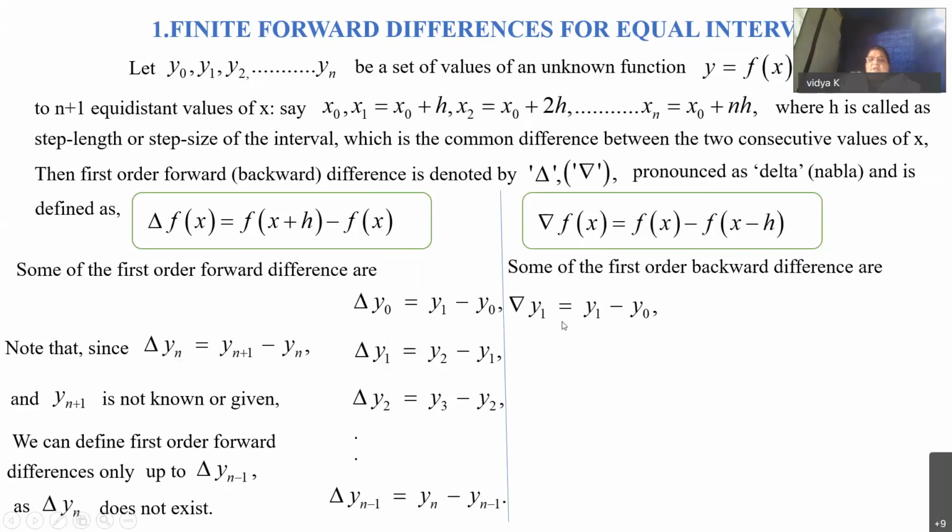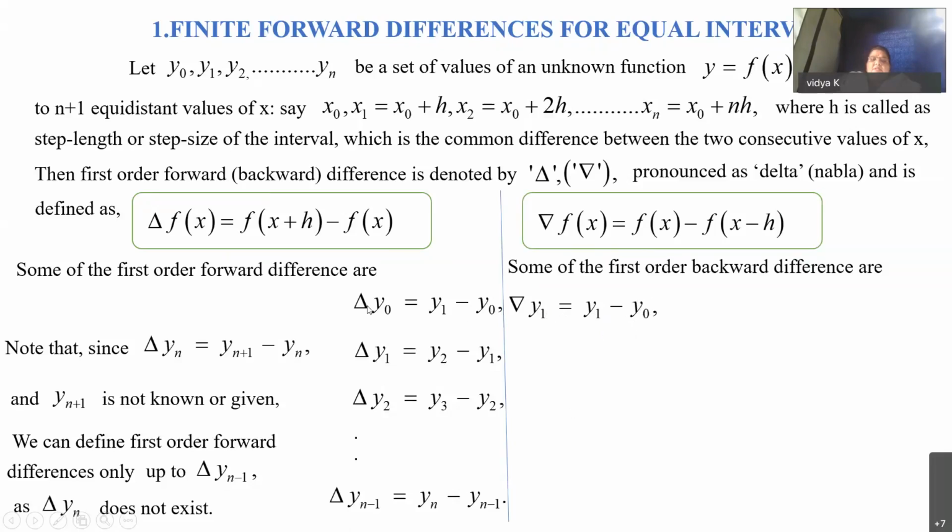What is nabla y0? Again, you can't define nabla y0. Why? Because you start with y0 minus the previous value, which would be y suffix minus 1. Is it there in the set? No. So in backward difference, just as the last delta yn does not exist in forward difference, here nabla y0 does not exist. It will start with nabla y1. What is nabla y1? It starts with the value minus the previous functional value, y0. See, this is also y1 minus y0, and this is also y1 minus y0.